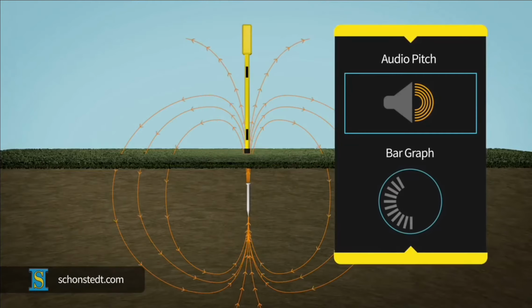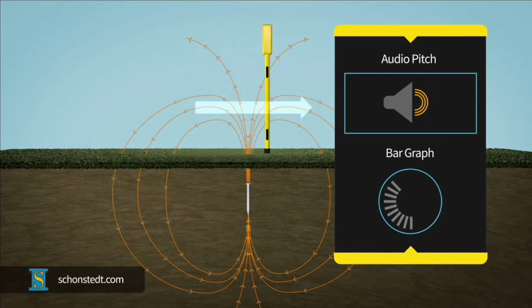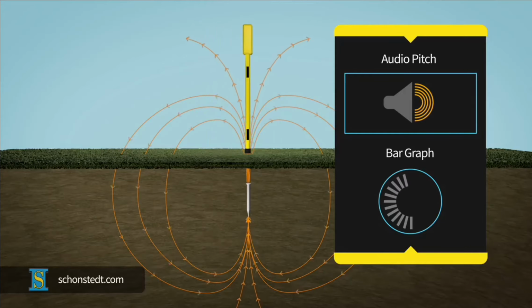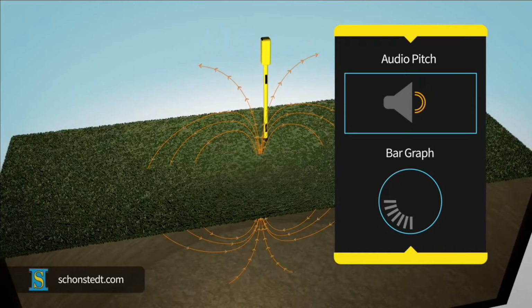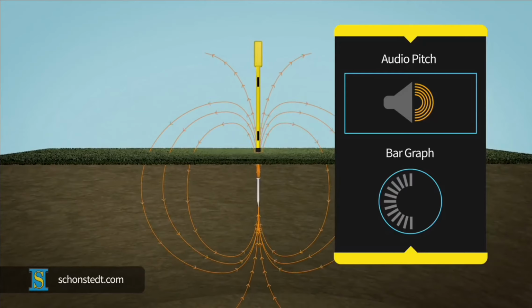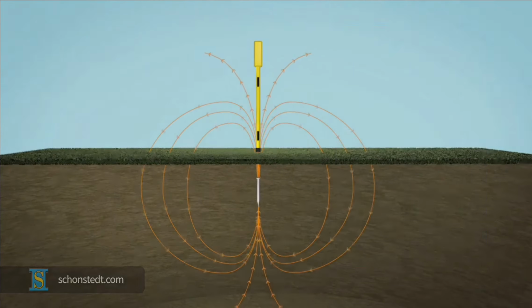Locating an object with a magnetic locator involves approaching the object while listening to the pitch of the tone and, if applicable, watching the bar graph on the display. Once near the object, small X-pattern movements help pinpoint the exact location of the target. Volume and sensitivity can be adjusted on all Schonstedt locators to accommodate various depths and sizes of targets, as well as background noise conditions.